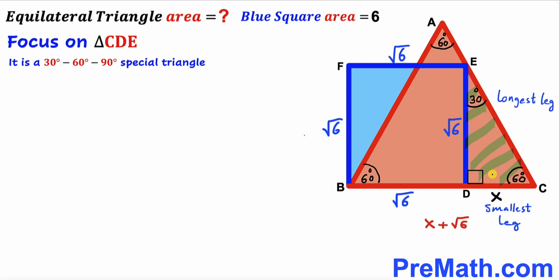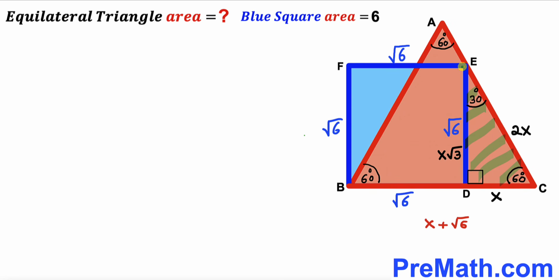If the smallest leg is 1, then the longest leg is going to be twice of that, which is 2. And this third leg has got to be the square root of 3. And in general, if our smallest leg is X, then our longest leg is going to be 2 times X. And this third leg has got to be X times the square root of 3. And now let's make an observation. We can see that this whole DE length is square root of 6.